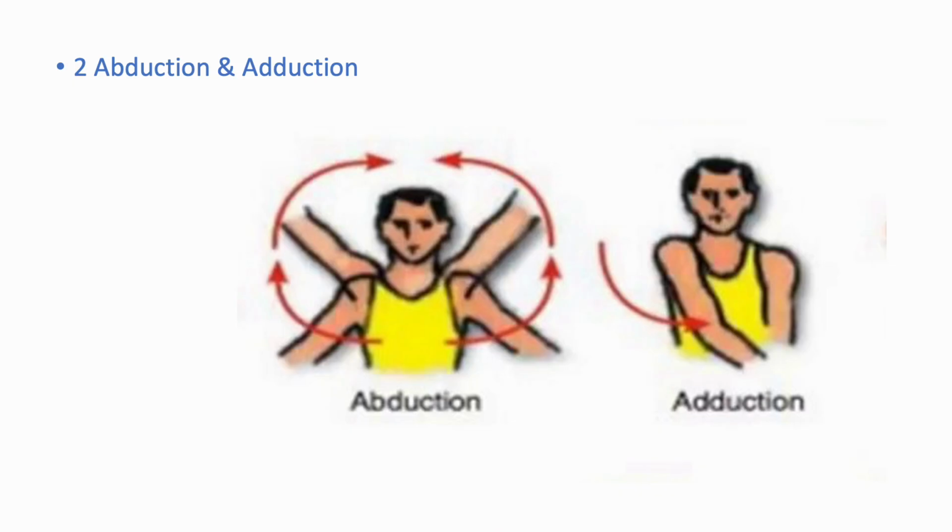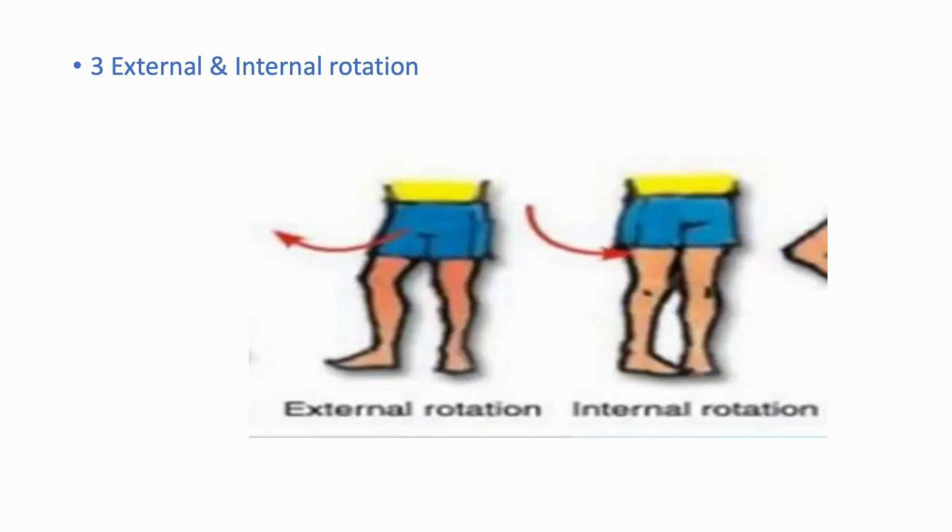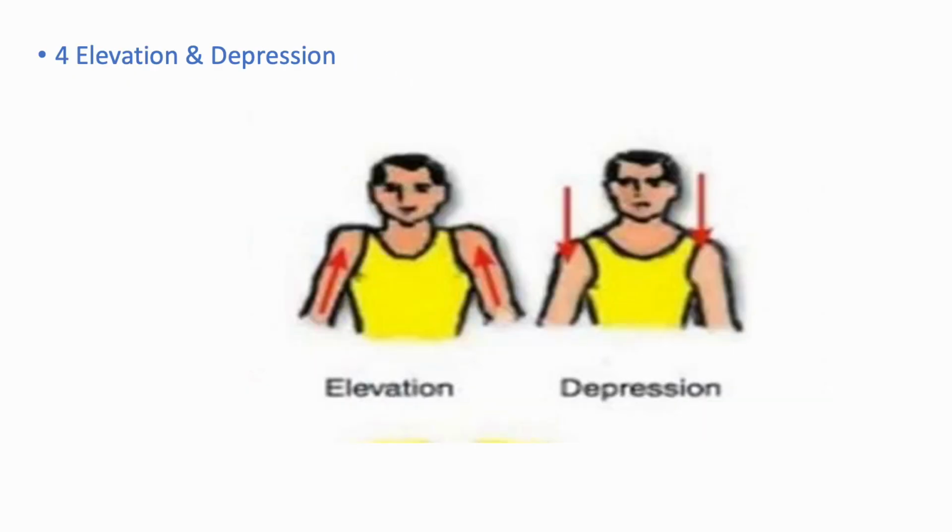Adduction is coming towards the midline. Abduction is away from the midline, like you see here. External rotation is rotating the part of the body away from the midline. Internal rotation is rotating the part of the body towards the midline.